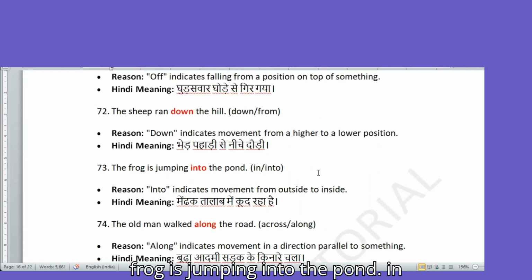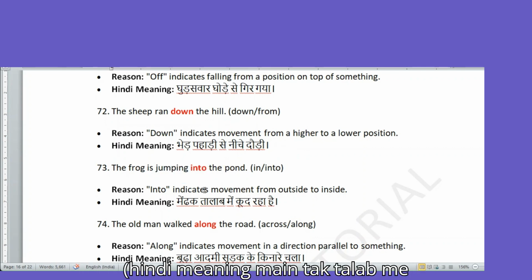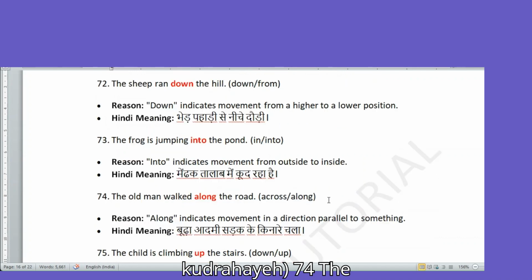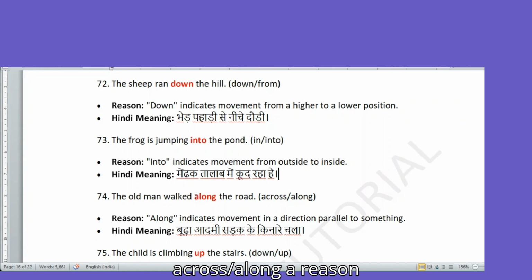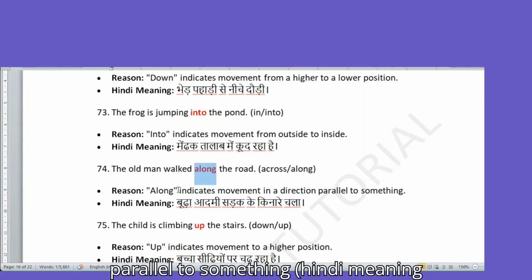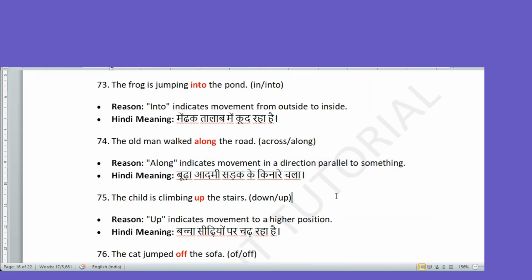73. The frog is jumping into the pond. In/into. A reason: into indicates movement from outside to inside. Hindi meaning: मेंढक तालाब में कूद रहा है. 74. The old man walked along the road. Across/along. A reason: along indicates movement in a direction parallel to something. Hindi meaning: बूढ़ा आदमी सड़क के किनारे चला.